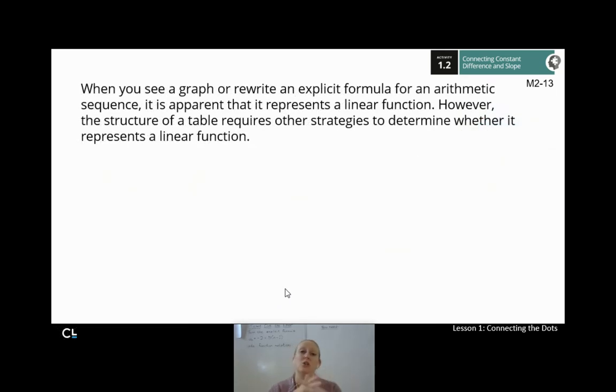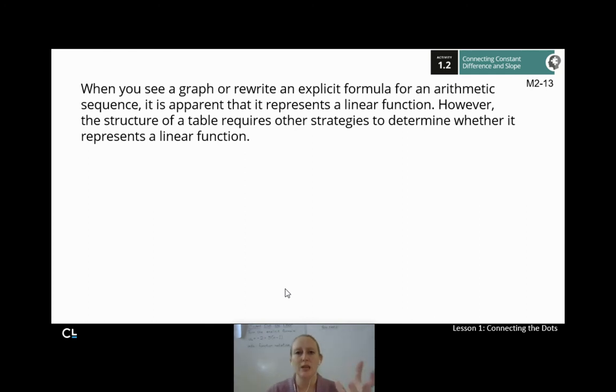So when you see a graph or rewrite an explicit formula for an arithmetic sequence, we took our arithmetic explicit formula and we rewrote it in function form. It's apparent that it represents a linear function, right? It's pretty obvious. However, the structure of a table requires other strategies to determine whether it represents a linear function. So for a formula, it was easy. We just rewrote it and put it in function form. We're like, that's a linear function. Tables, though, work a little differently.